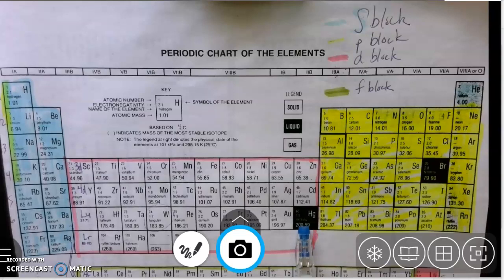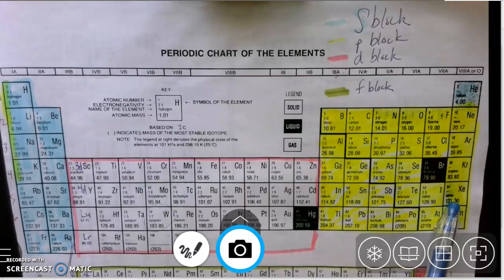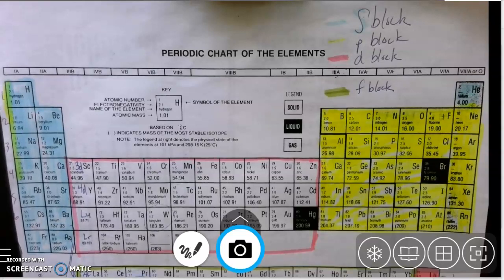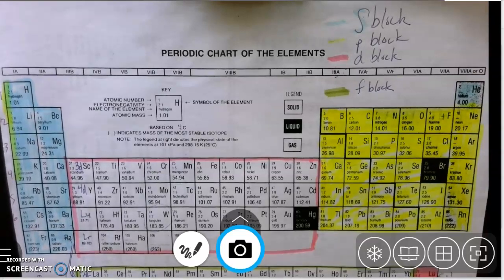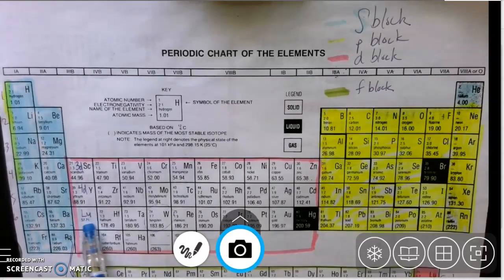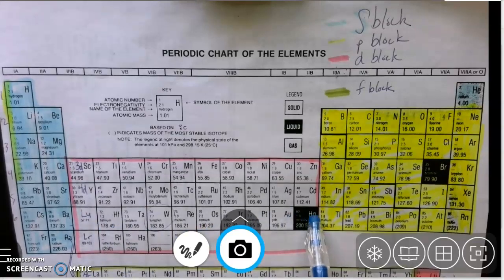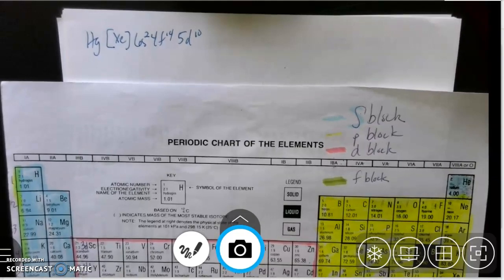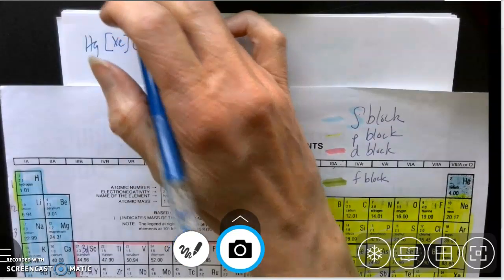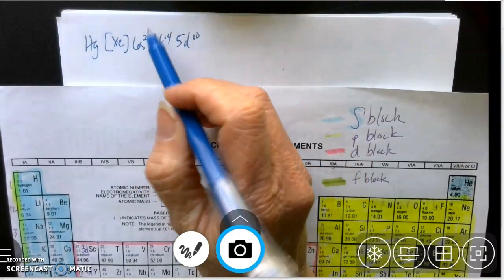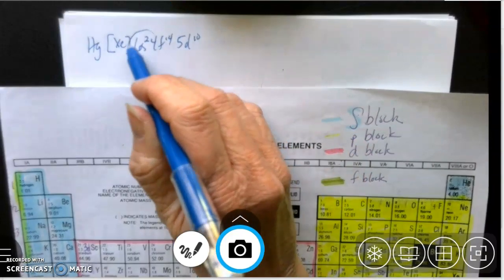So for mercury I have 80, so I'm going to go back to Xe, 6s2 all the way through 4f14. Remember, this one fits in this space here, and all the way out to 5d10. So I went ahead and wrote that electron configuration out. So even though this is much longer, we're going to be looking at the electron configuration of the valence electron.